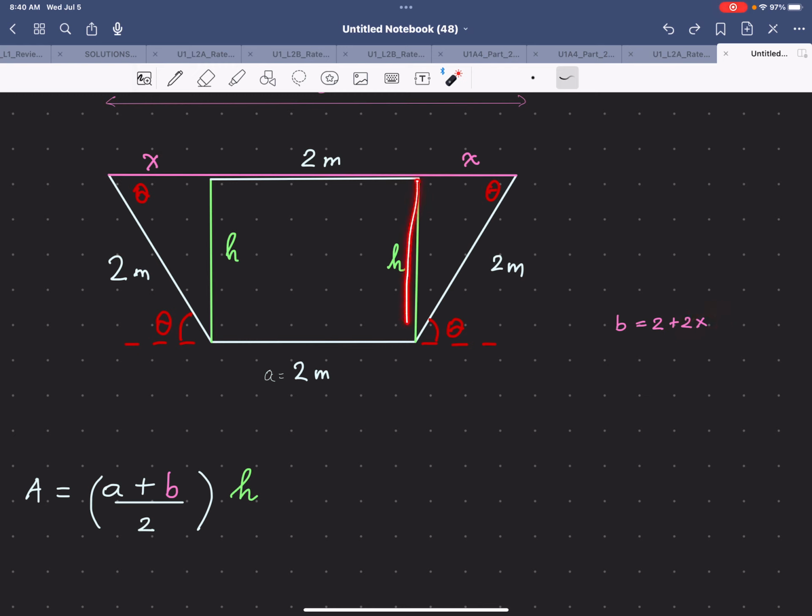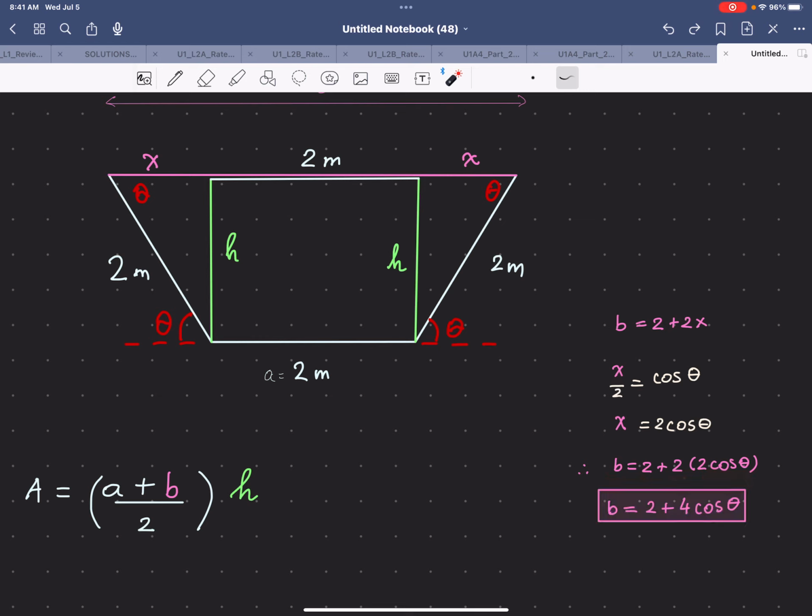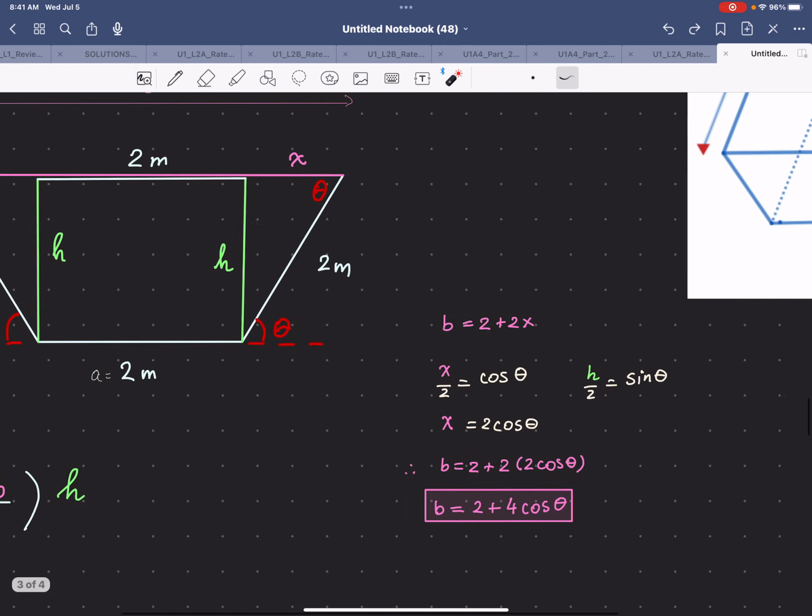So when you look at this triangle right here, which is a right angle triangle because the height is perpendicular to the base, we can see that x divided by 2 will be the cosine of angle theta. So that tells us that x equals 2 cosine theta. So using this, we can find the value of b as 2 plus double of x, which is 2 plus 2 times 2 cos theta. In a more simplified form, we'll say that b equals 2 plus 4 cosine theta.